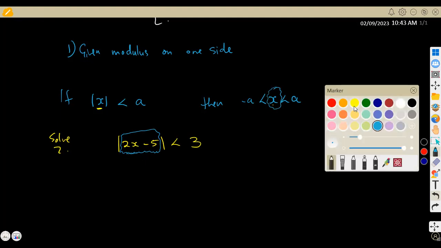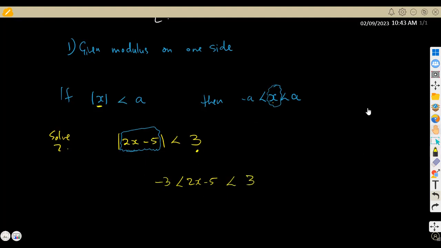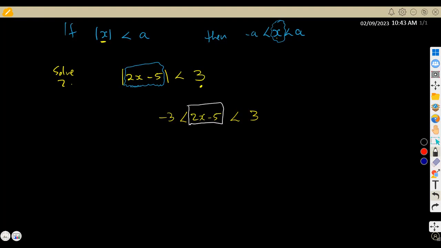So we are going to have 2x minus 5 is greater than minus a. Our a in this case is 3. So it is going to be minus 3, but less than positive 3. So you're now back to your O-level mathematics. Remember, guys, on your O-level mathematics we had inequalities of this nature, where all you need is to divide this into two inequalities. You separate from the middle part, which means you're going to have two inequalities. The first one is negative 3 less than 2x minus 5, and another one is 2x minus 5 less than 3. Then you solve as usual.